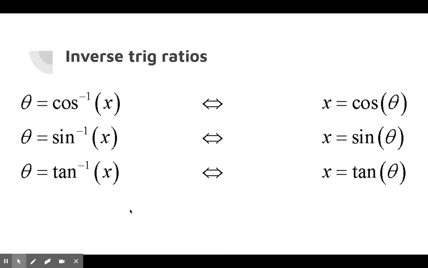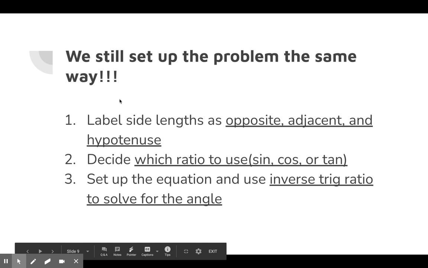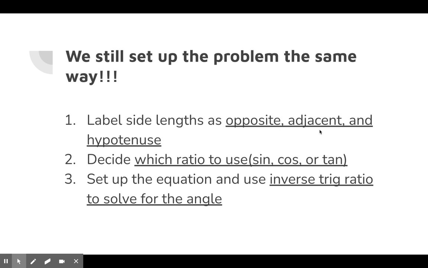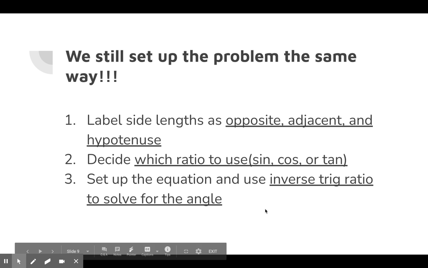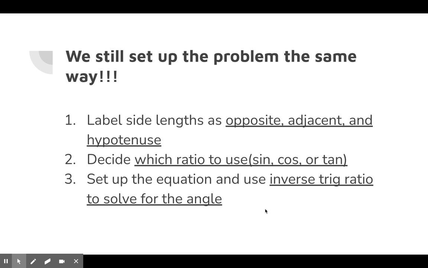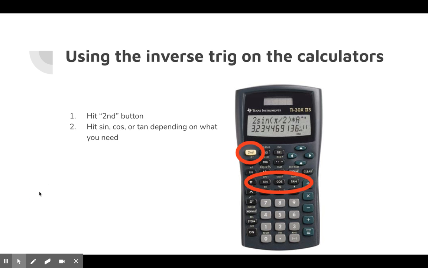It's the opposite. We still set up the problem the exact same way. Label your side lengths as opposite, adjacent, or hypotenuse. Decide which ratio you have to use, sine, cosine, or tangent, and then set up the equation. And now we're just going to use inverse trig ratios to solve for the angle rather than regular trig ratios. So, using inverse trig on the calculators.